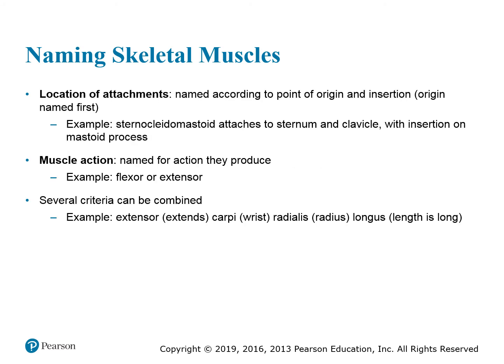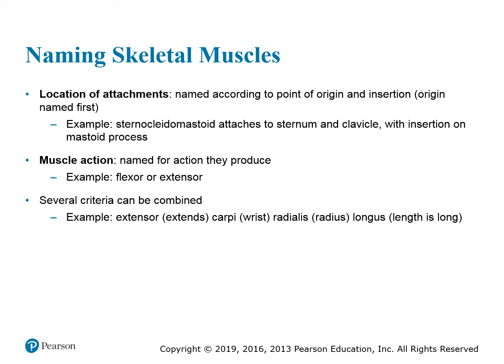Finally, we have the location of attachments. So some muscles are named according to the point of origin and insertion. The best example of this is the sternocleidomastoid. Anytime you see a muscle that is named for the locations of its attachments, the origin is always first and the insertions are last. So for the sternocleidomastoid, it has two origins, one at the sternum and one at the clavicle. The clavicle is where the cleido comes from. And then the insertion is actually on the mastoid process of the skull.